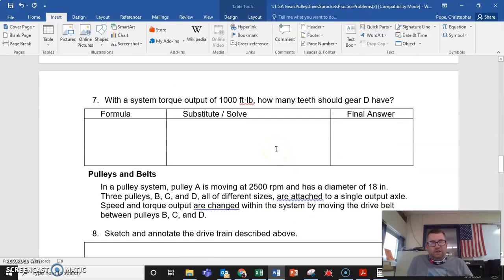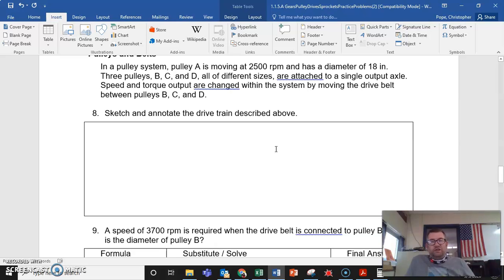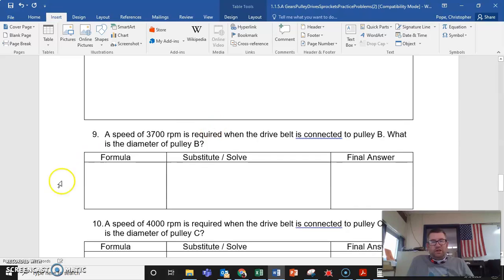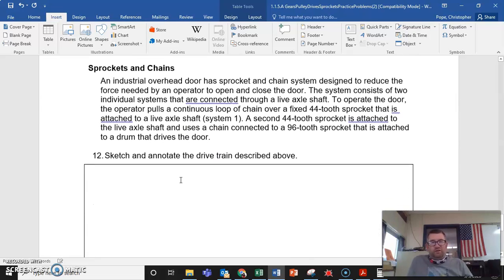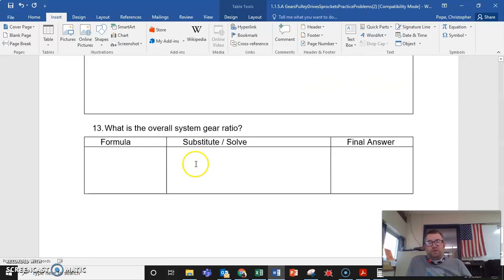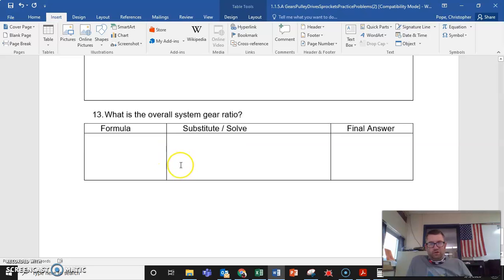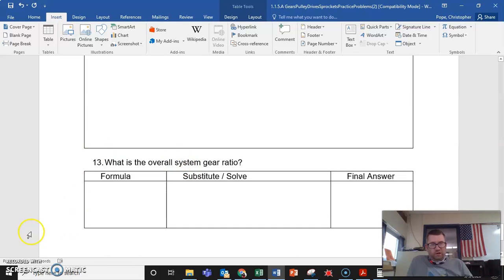and they're asking you for Gear D. Okay, pulleys and belts. Again, similar. This time you have 3 pulleys. Pay attention to where the driver is as you answer the questions. And then down here, lastly, you have chains and sprockets. That is going to work similarly equation-wise with the gears. So that's how you do gear ratios.